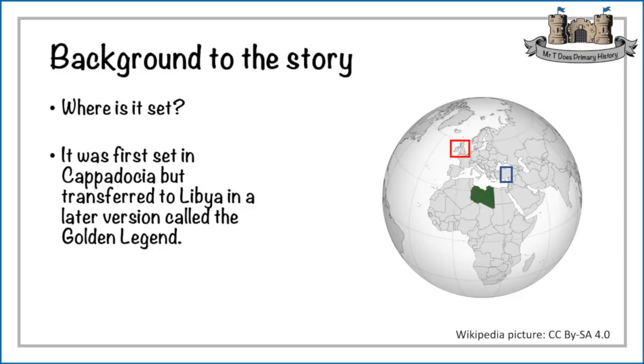Where is the story set? If you have a look at the map to the right hand side of the screen, you can see a blue box. Inside that blue box is the Roman province of Cappadocia. That's where it is originally set. It was later transferred to Libya, which is green, in a version called the Golden Legend. And at the top, inside the red box, is the United Kingdom. That's where we live. So you can see where in the world we live compared to where the story was originally set.